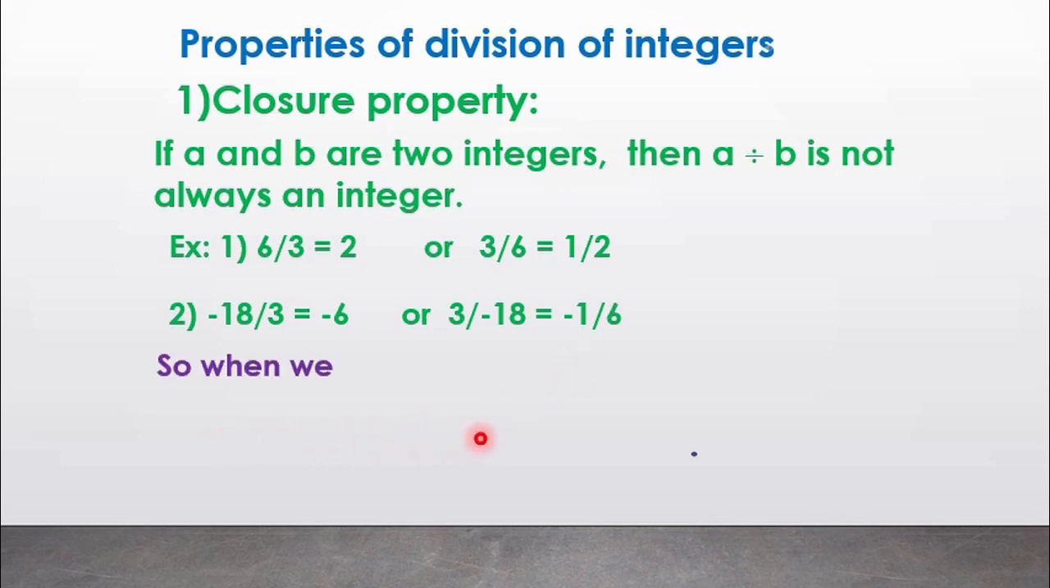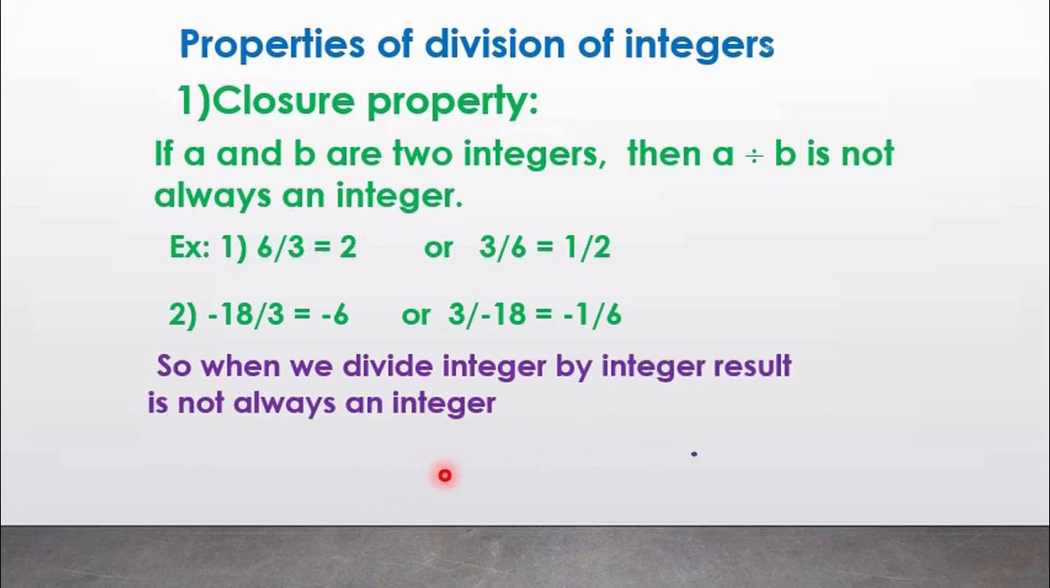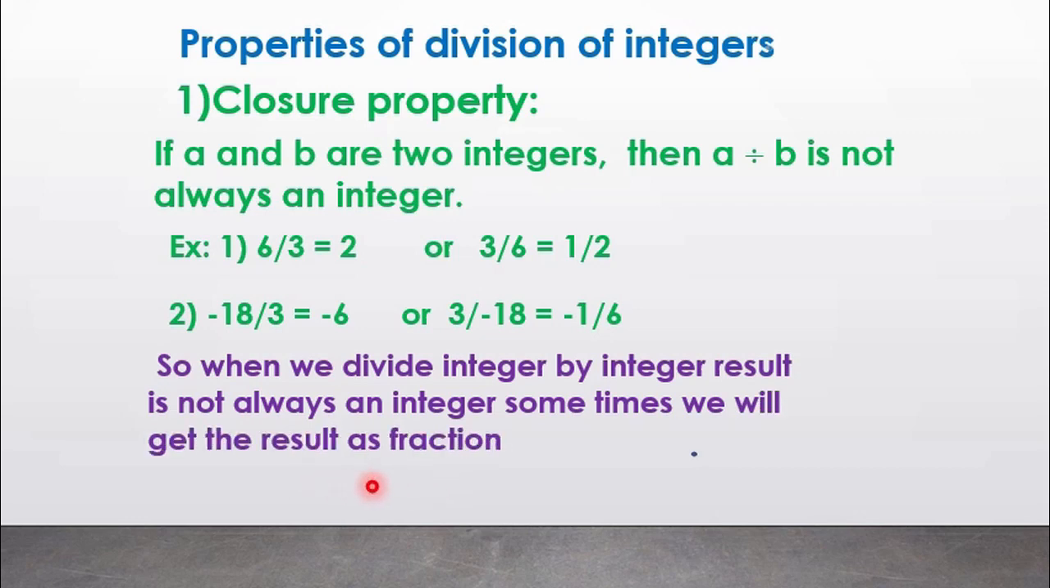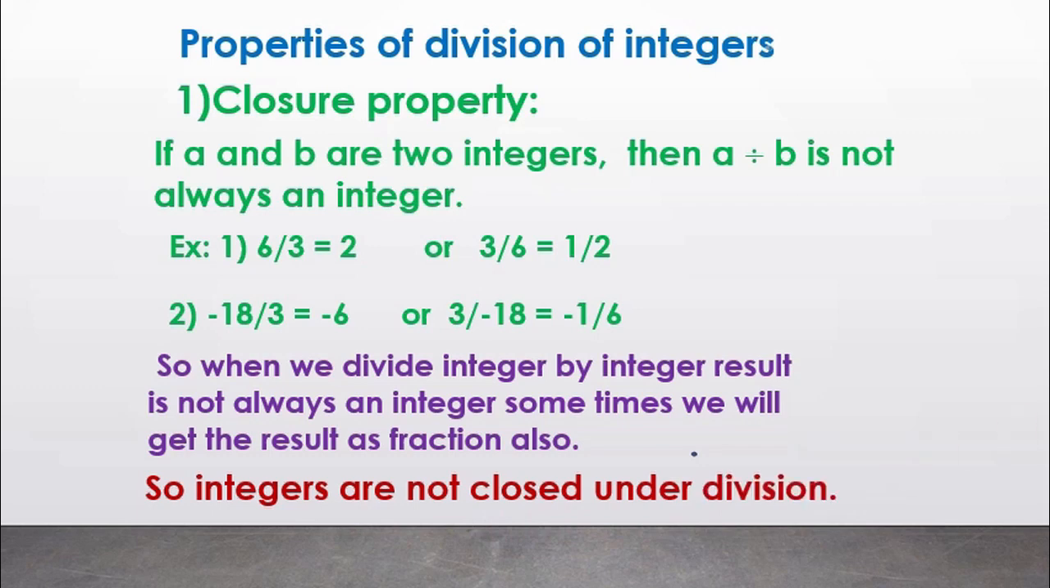So when we divide integer by integer, the result is not always an integer. Sometimes we will get the result as a fraction also. So integers are not closed under division.